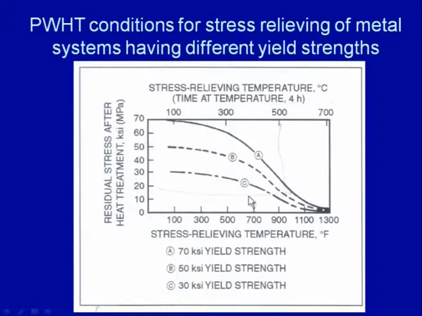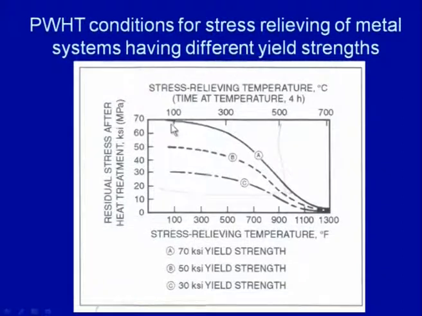This diagram shows the relationship between the residual stresses left in after exposure at varying temperatures for 4 hours. If the exposure is given at 100 degree centigrade, then the residual stress left in is 70 MPa, and with the increase in exposure temperature for 4 hours, there is a continuous decrease in the residual stresses left in. Further, these are two other diagrams corresponding to different magnitudes of the residual stresses left in. Now we will see the mechanical methods.